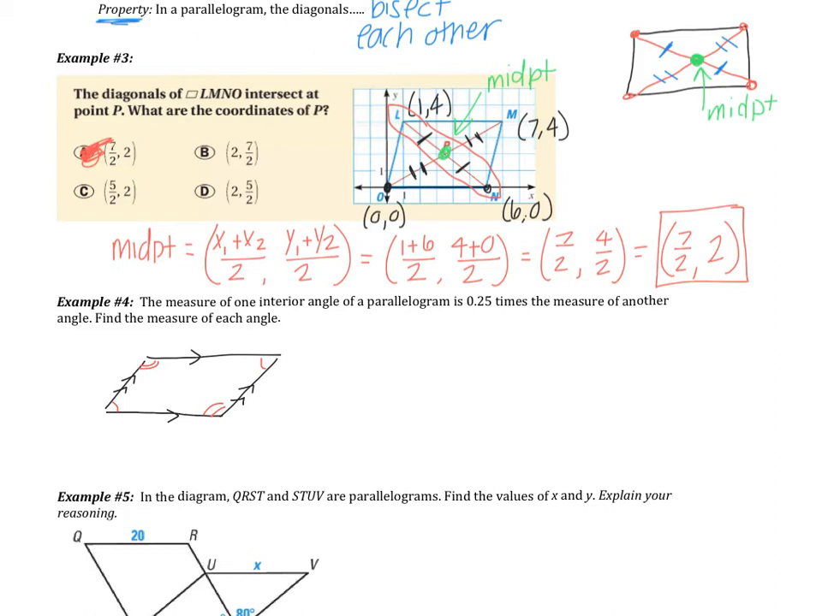So you are given that the measure of one interior angle is 0.25 times the measure of another. Well, let's call this one x, and that means this one has to be x as well. 0.25 times that, 0.25x. Notice opposite angles are still congruent, and you're good to keep going. Now, take a moment, find the measure of each angle.